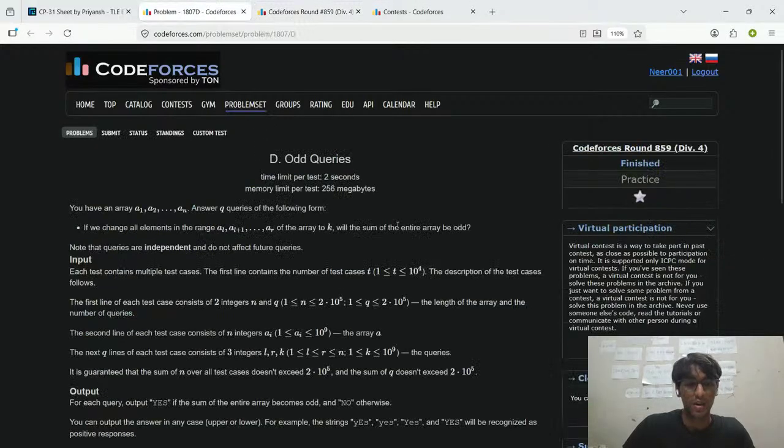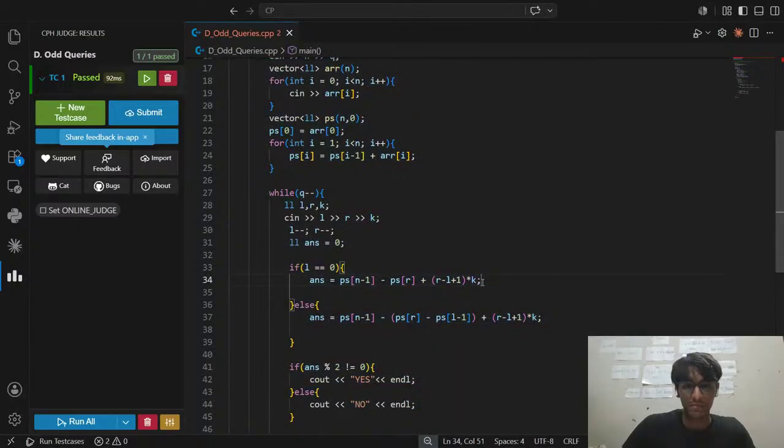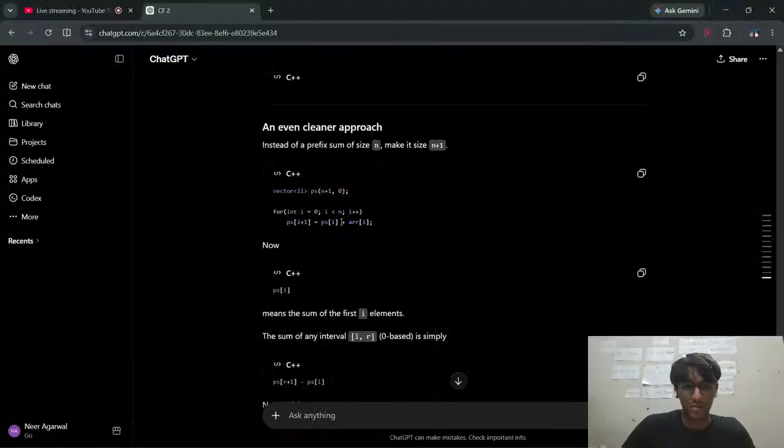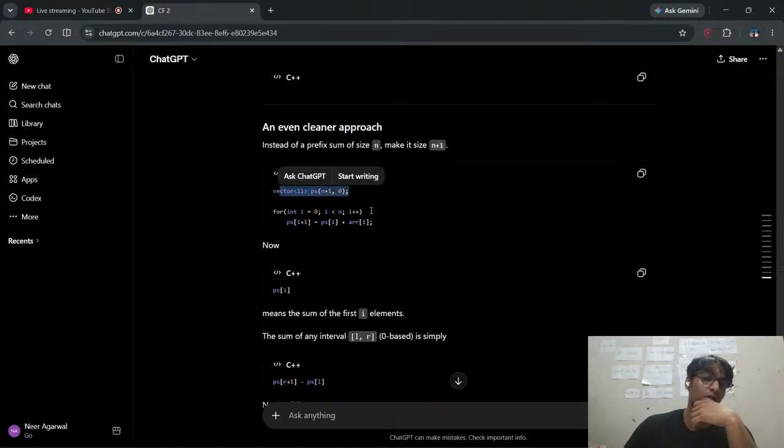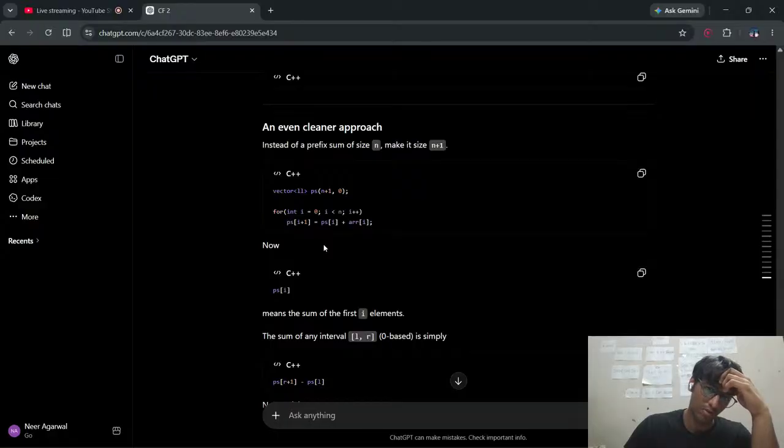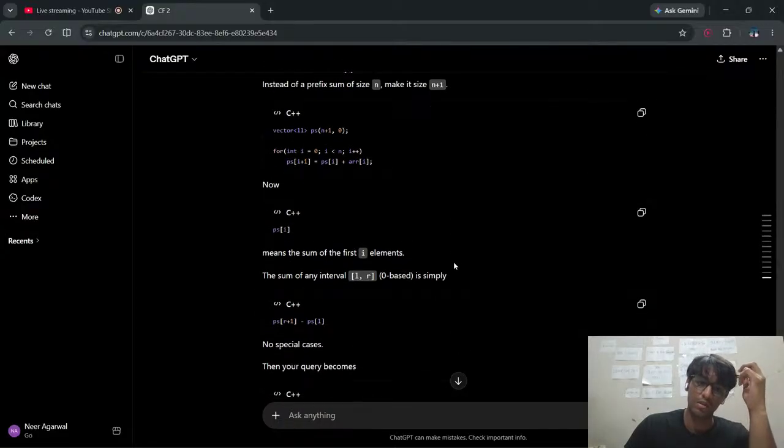Okay, so let's get back to the problem. And first of all, understand that approach where instead of a prefix sum of size n, we make it size n plus 1, with the first entry equal to 0, PS[i plus 1] equals PS[i] plus A[i]. Theoretically it should work. And then simply the interval increases by 1.